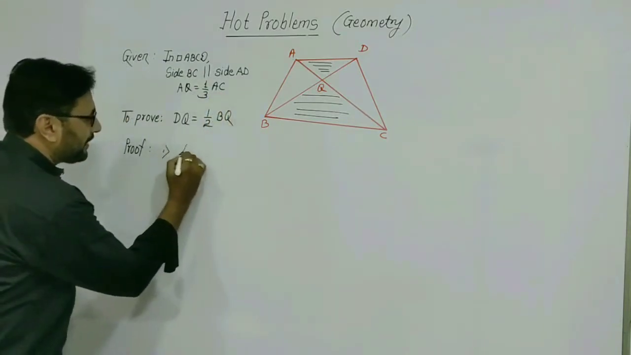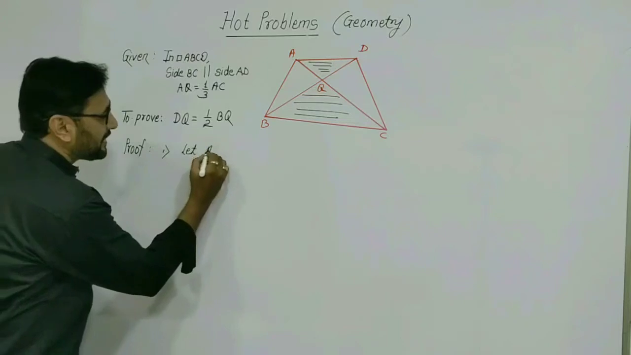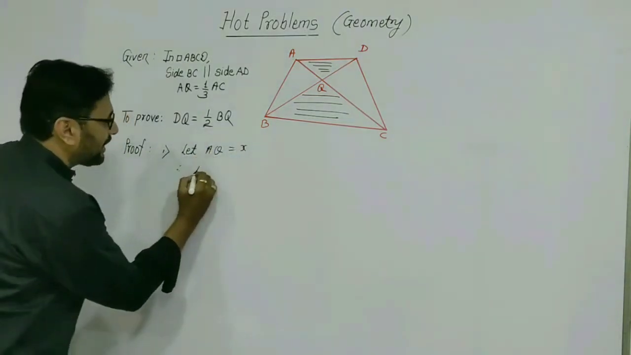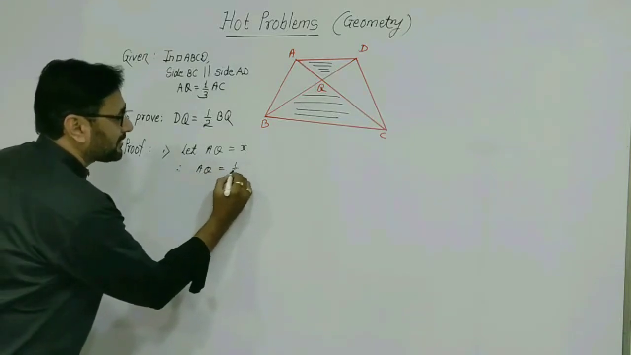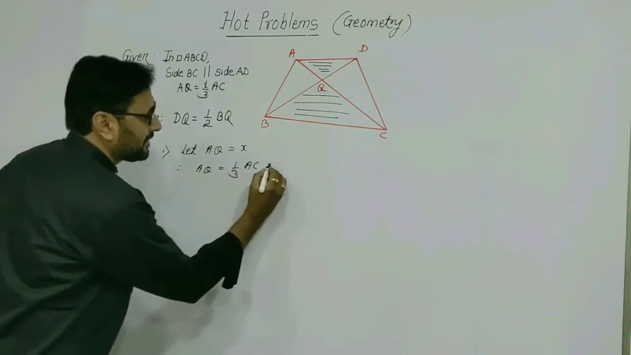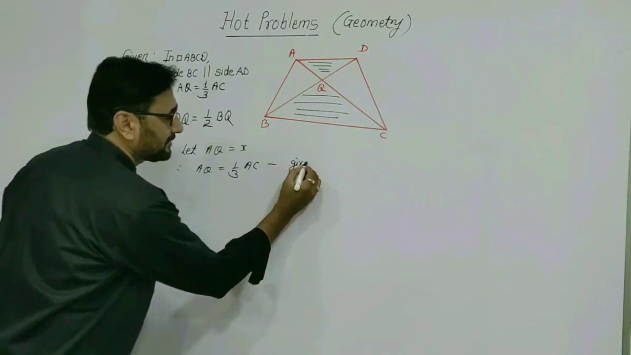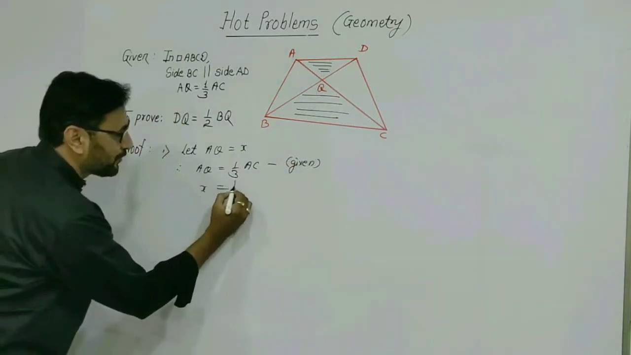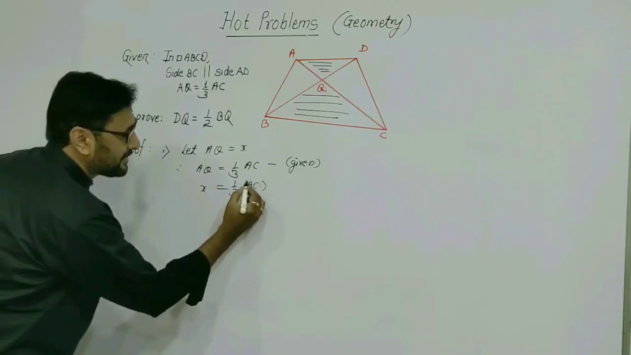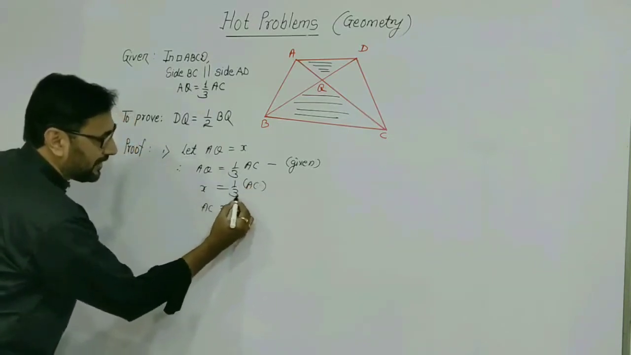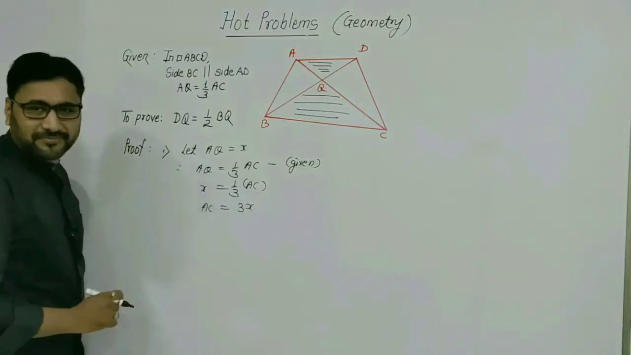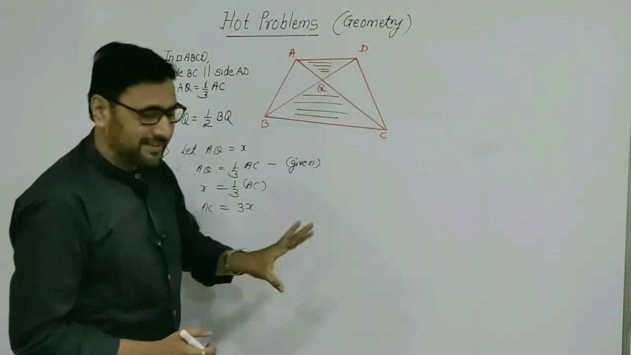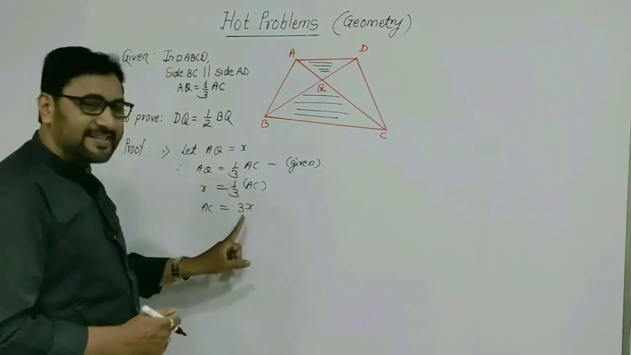Let AQ be equal to X. Then AQ is equal to 1/3 AC, given to us. AQ is X. X is equal to 1/3 of AC. So AC is equal to 3 into X, that is 3X. We got a relation between AQ and AC. AQ is X, AC is 3X.